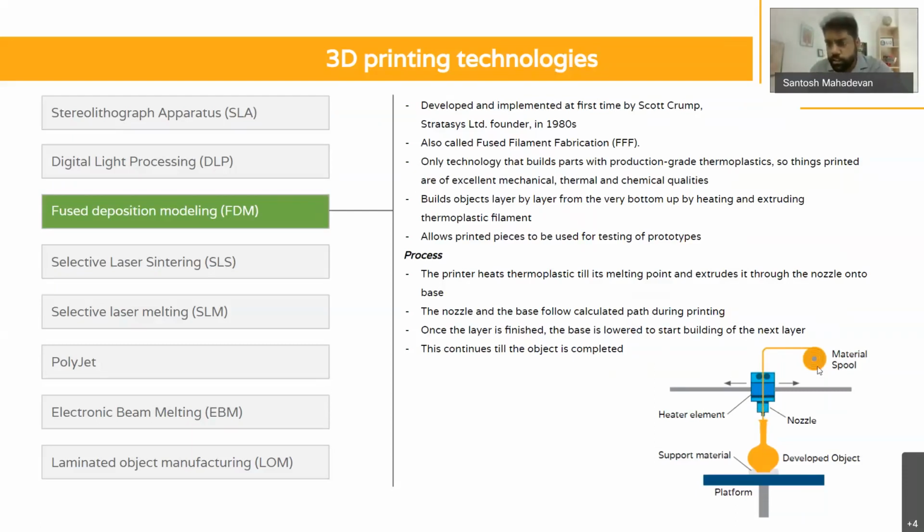Now, this wire, in general machines, has a diameter of 1.75 mm, as I told you, and the nozzle could be anywhere between 0.3 to 0.4, 0.5 mm.